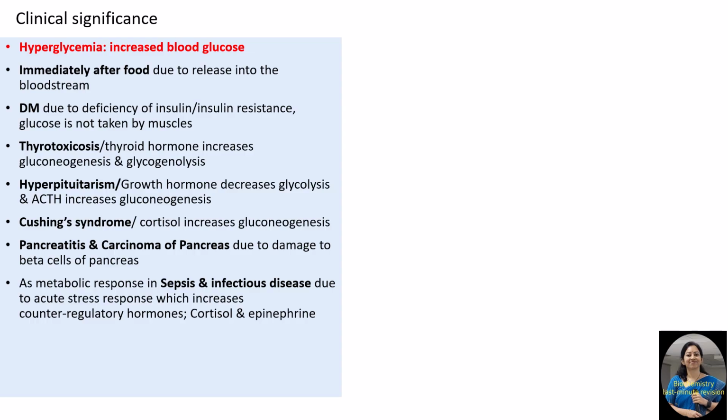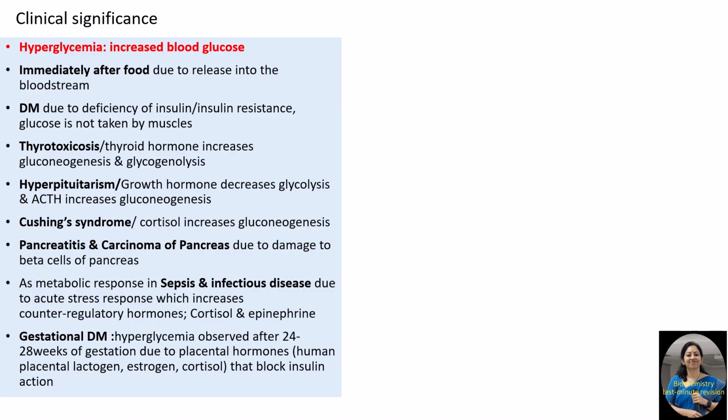The next condition where you get to see hyperglycemia is as a metabolic response to sepsis and infectious disease. Both conditions are characterized by an acute stress response, which increases the counter-regulatory hormones, mainly cortisol and epinephrine. The cortisol stimulates gluconeogenesis and epinephrine stimulates glycogenolysis. That is how the blood glucose increases in sepsis and infectious disease.